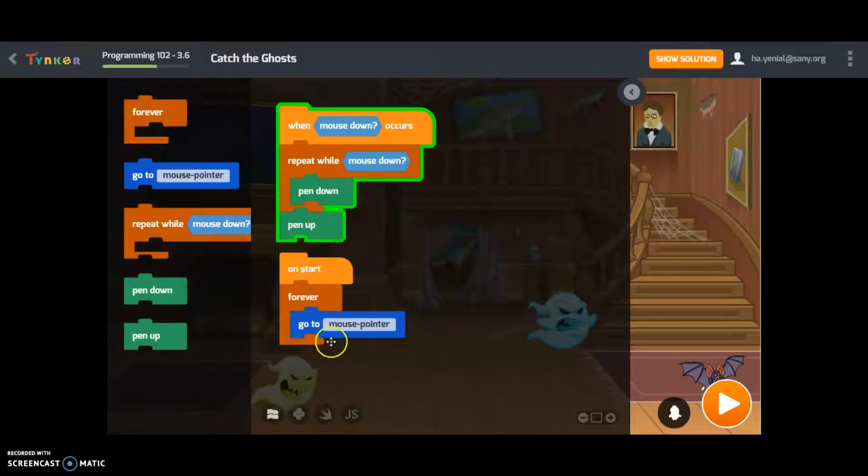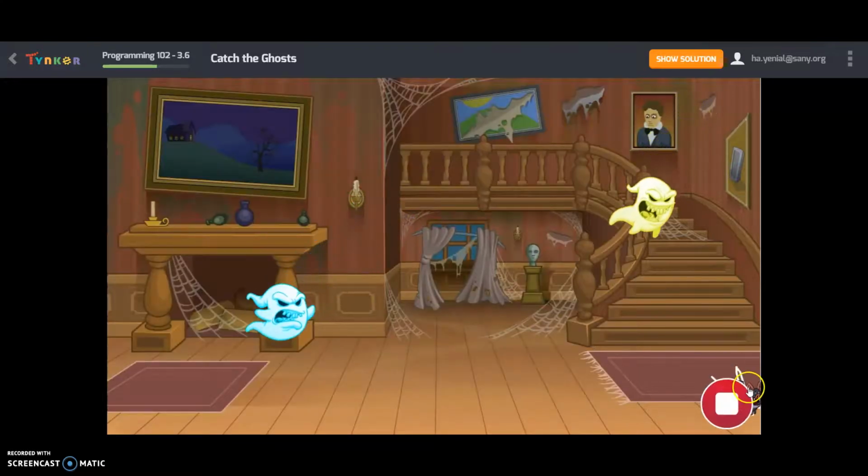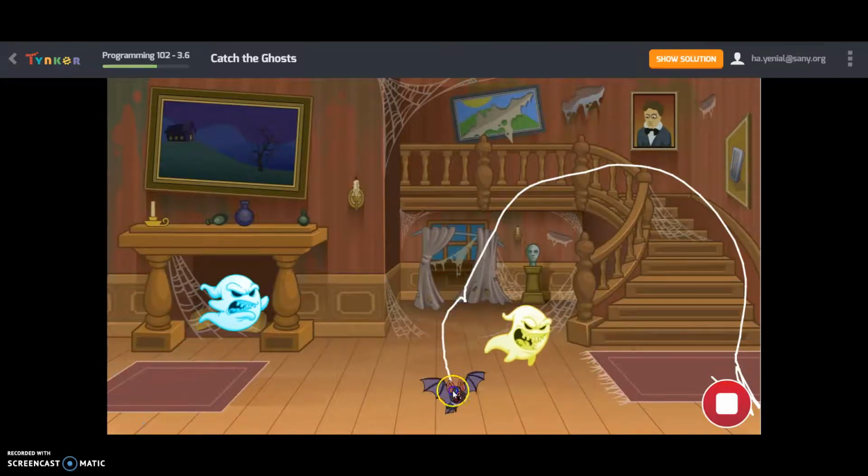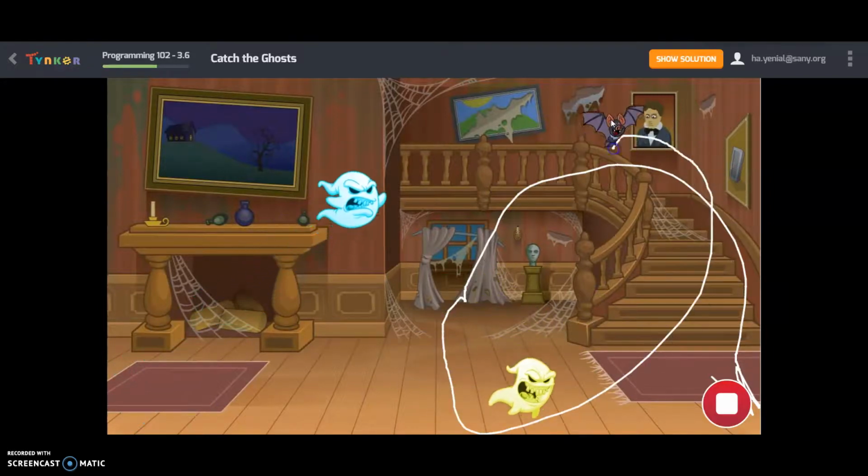And on start, I want the bat to follow the mouse pointer and I want it to follow forever. So let's start. We will be drawing circles around the ghosts and we shouldn't be touching them.